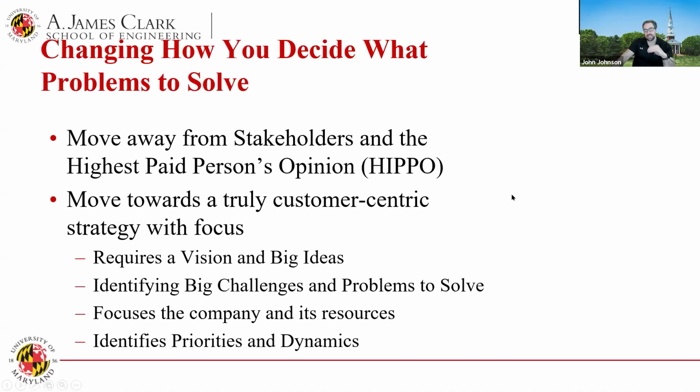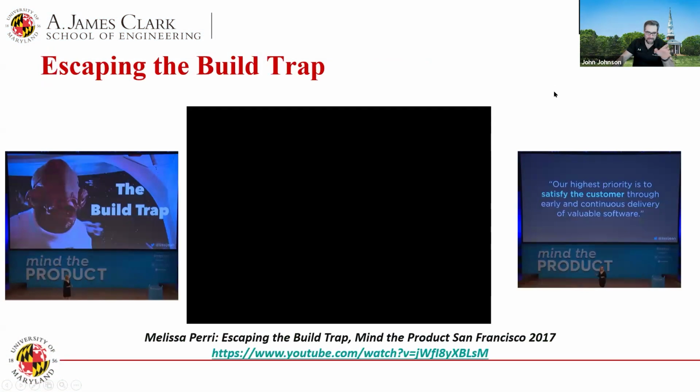But the idea is that you need to have vision and big ideas. You have to identify the big challenges and problems to solve on a strategic, outcome-based roadmap, and then focus your company and its resources on the key problems, and identify the priorities and dynamics in your company. So what we want to do is avoid and escape the build trap. One of my favorite authors in this space is Melissa Perri, and she talks about the build trap. I highly recommend that you check out her talk.